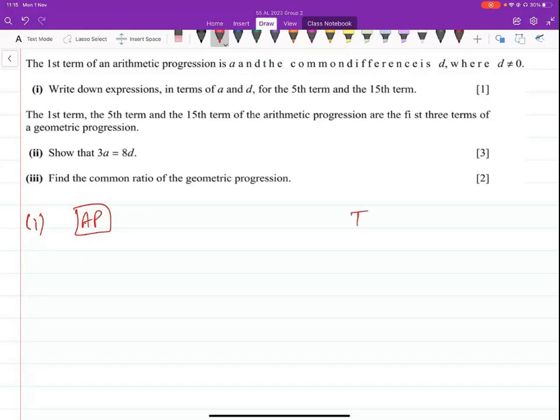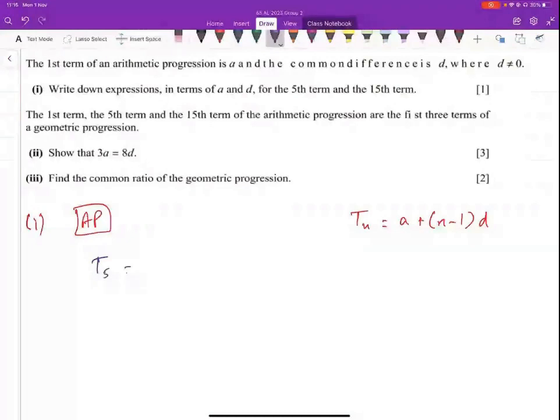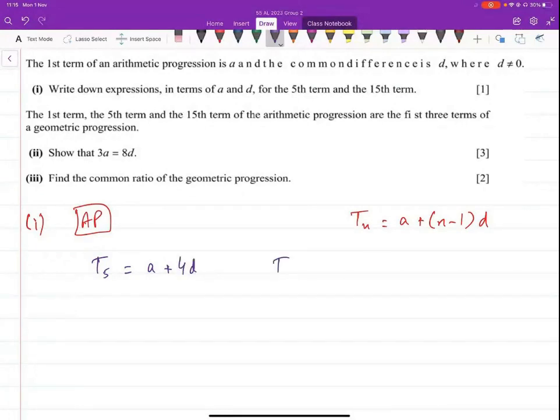It's an AP. We know that the nth term formula for an AP is A plus n minus 1 times the difference. T5, A plus n minus 1, 5 minus 1, that's 4D. T15, again, A plus 15 minus 1, that's 14D. Right, so that's all you have to do in the first part. You have to write down these expressions.